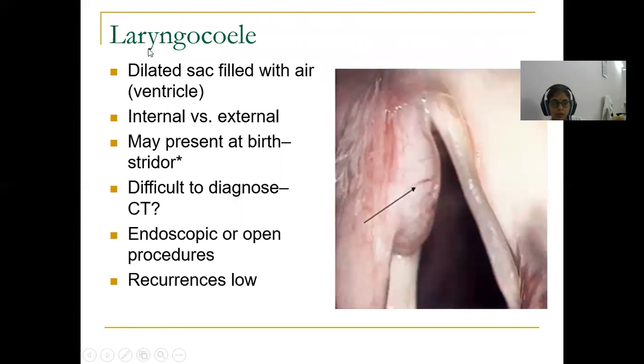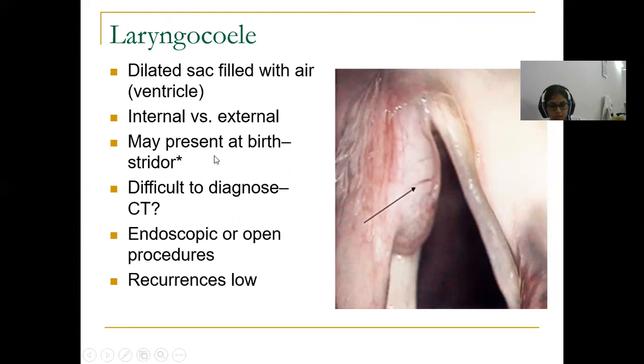Coming to another supraglottic anomaly, it's called laryngocele. So what is a laryngocele? Laryngocele is nothing but a dilated sac filled with air in the ventricle. You may have an internal or an external laryngocele.